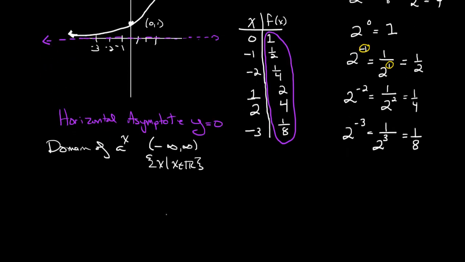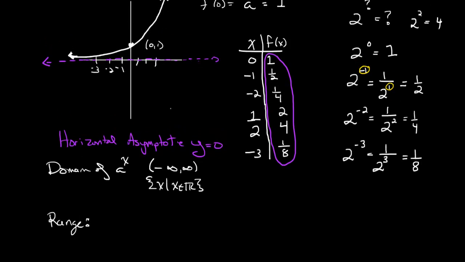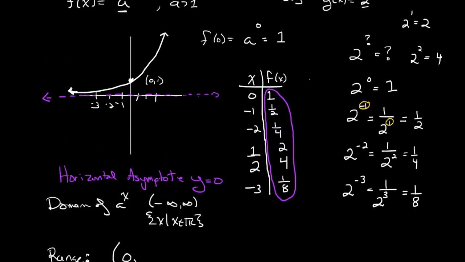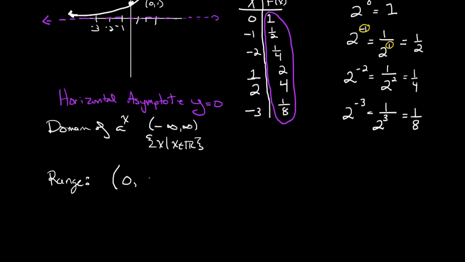However, the range is going to be slightly different. Remember, we read the range going from the bottom of the graph to the top. So we recognize that it starts at approximately 0, but it never touches 0 because we have an asymptote. So we represent that it starts but never touches with an open parenthesis, and then it continues on to positive infinity. It goes on to infinity and beyond. So we go from 0 to infinity, and we can represent that in set notation as a set of y such that y is greater than 0.